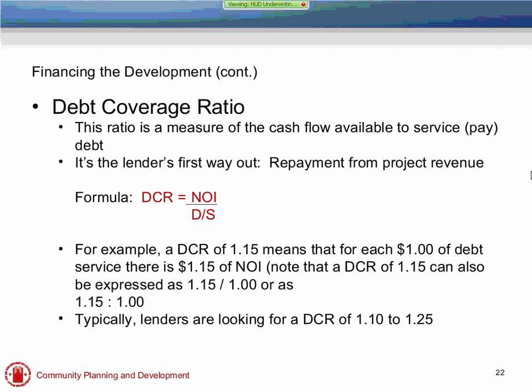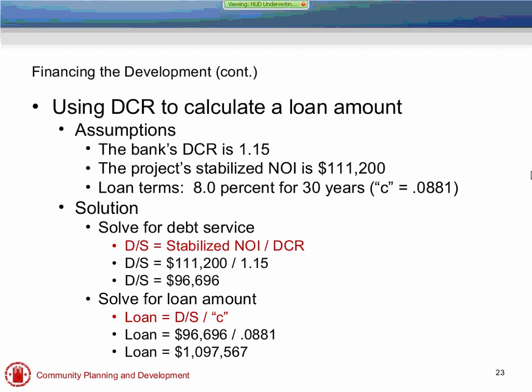So let's use debt coverage to calculate a loan amount. Let's assume that a bank wants a 1.15 coverage ratio, and that a project has projected net operating income of $111,200 per year, and that they're making loans at 8% for 30 years. First, a lender is going to figure out the maximum debt service they're willing to allow. They do that by dividing the stabilized NOI, the money available to repay the loan, by the coverage ratio they want.